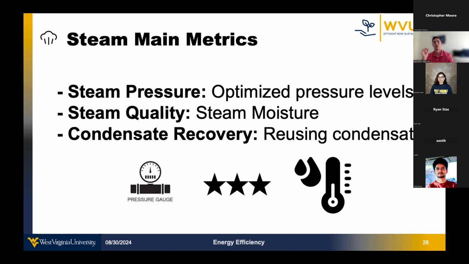And lastly, condensate recovery. After the steam has been used, it condenses back into water. Instead of discarding this condensate, it can be recovered and reused in the boiler, which will save energy and reduce water usage as well. Understanding how optimizing these aspects of steam systems can help reduce energy consumption and improve operational efficiency across industrial processes.